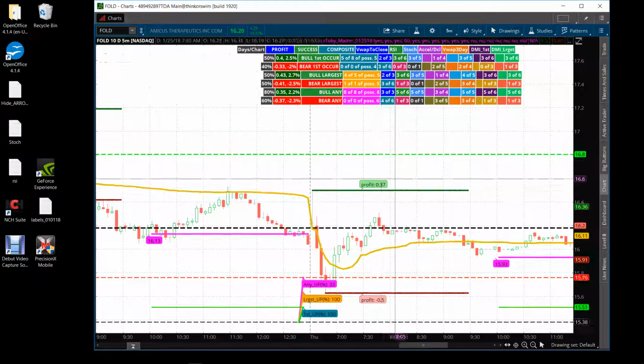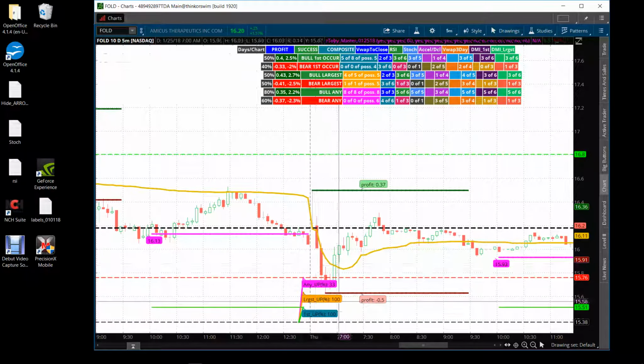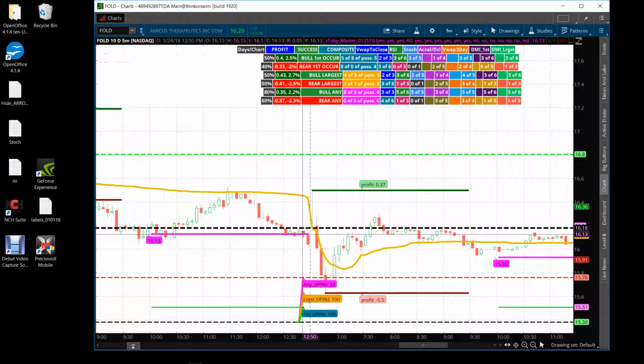But still, 37 cents up, 50 cents up. They're pretty close to each other, so the largest one wasn't too bad. At any rate, all three of them predicted it was going to go up. So the prediction would have been that it was going up. And so if you bought here, saying I'm going to predict it's going to go up, boom.